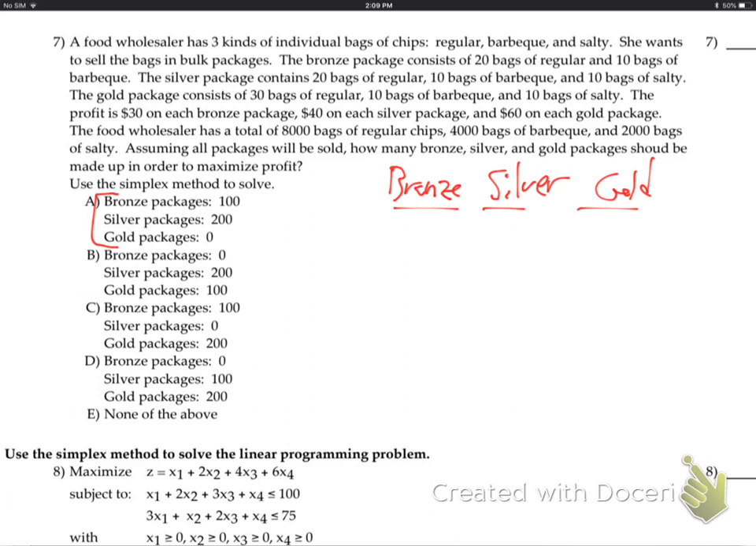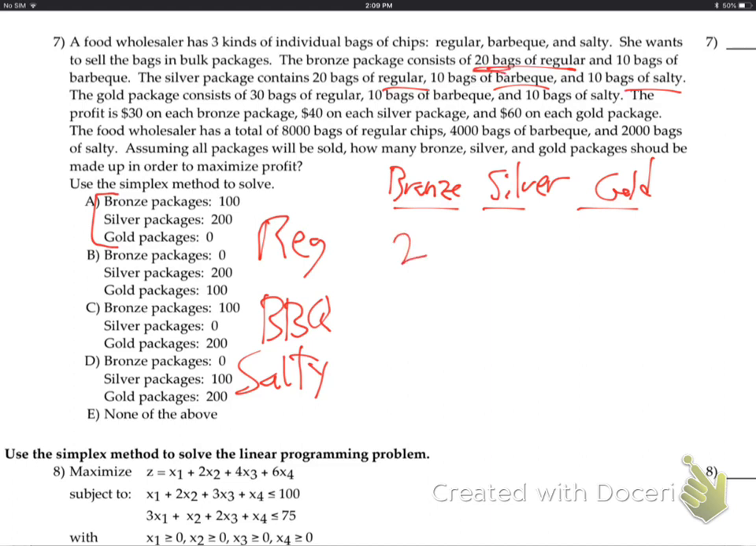The bronze has 20 bags of regular. So what do we talk about? Regular, barbecue, and salty. So that must be down here. Do you see how I knew to set that up? Again, the answers go across the top. Don't put those down the side. The other qualities go down the side. And now we fill in the information.